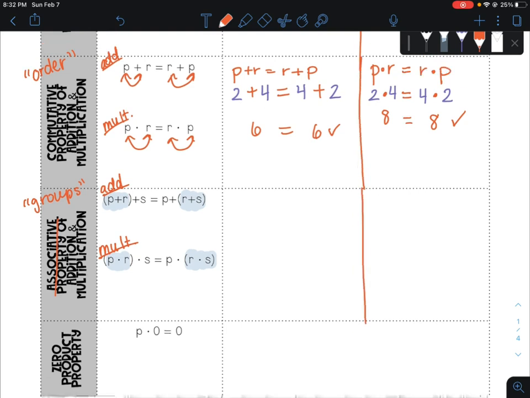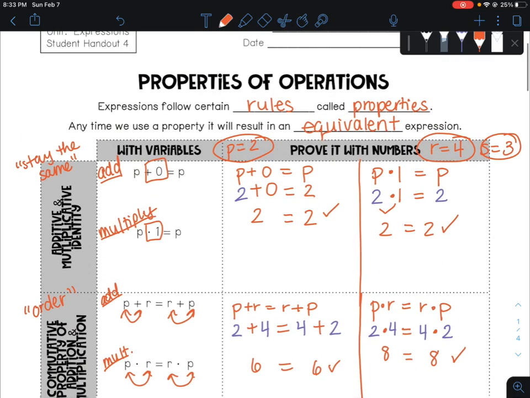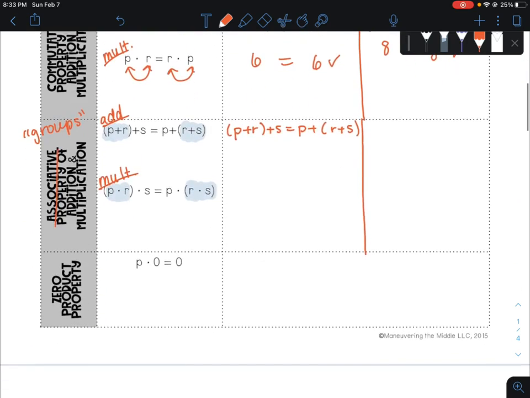So let's try it out. So we've got P plus R grouped plus S equals P plus the group R plus S. So we've got P is 2, R is 4, and then S is 3. So we're just filling it in with the variables. P is 2 plus the group, then R is 4, and S is 3. The only difference here is that we do our parentheses first.